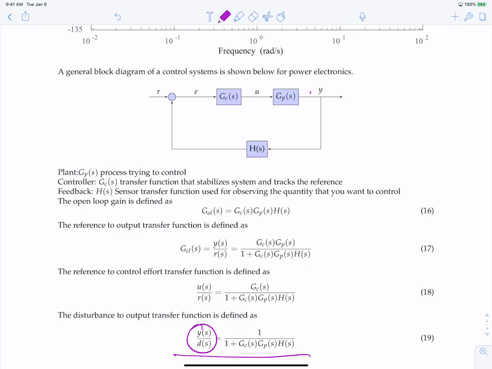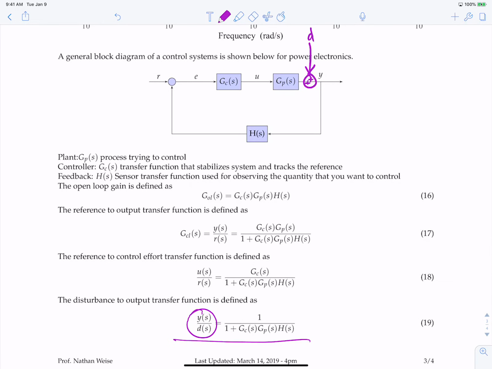And where this comes in is you can put this right here. You can have at the output this disturbance. So equation 19 essentially tracks this disturbance to the output voltage. So if you had a step change in load from 1 amp to 10 amps, this equation 19 would tell you or show you how it would track and where the poles are.